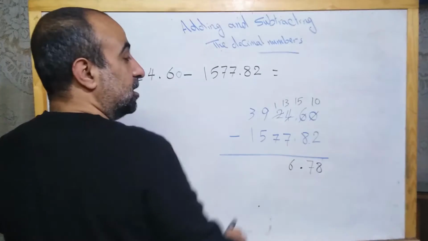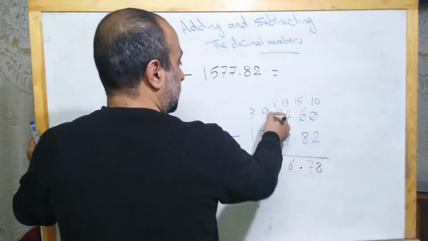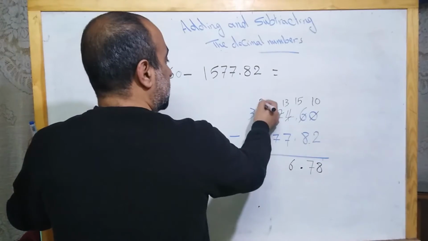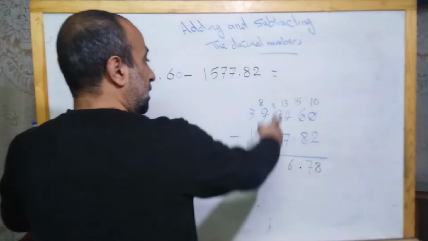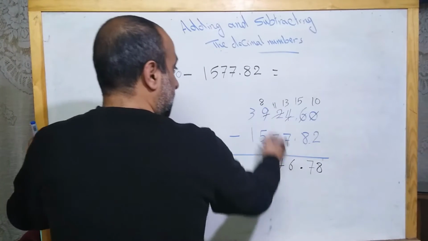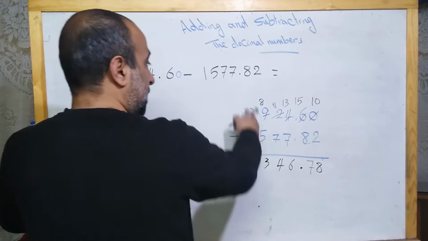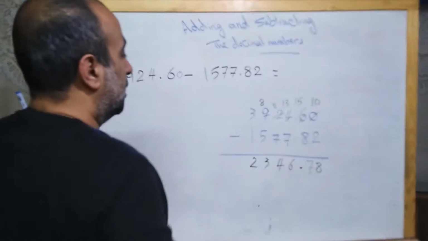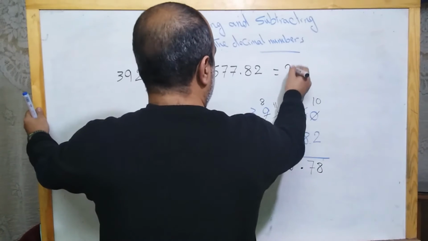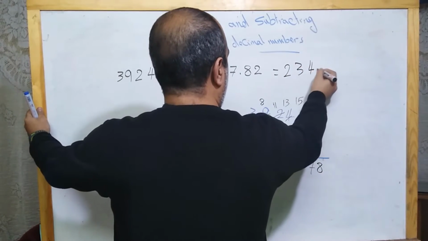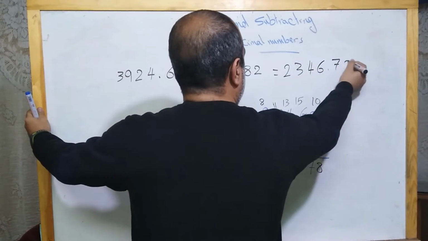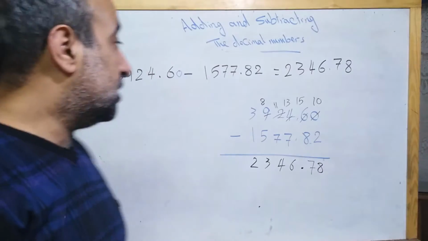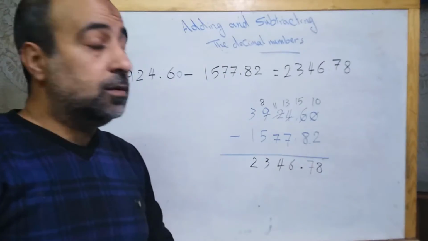1 minus 7, it is not possible. Take 1 from the next. Next is 9, it becomes 8, and 1 becomes 11. 11 minus 7 equals 4. 8 minus 5 equals 3. 3 minus 1 equals 2. Now, the result is, and that is the difference between these two decimals.